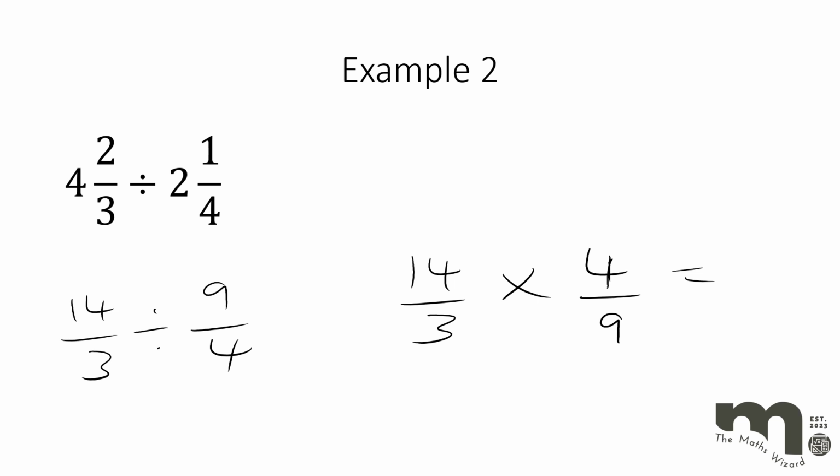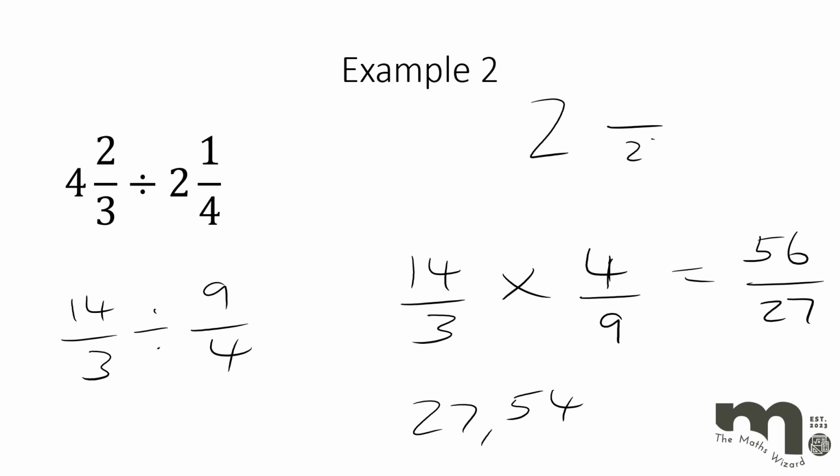So now what we've got to do is 14 times 4, which will give you 56. 3 times 9, which will give you 27. So if we think about our 27 times table there, 2 lots of 27 gives you 54. That'll give you a 2 there. And then we've got 2 left over until we get to that 56. Okay, so 2 full 27s with a remainder of 2, which then goes over that same denominator just down there.